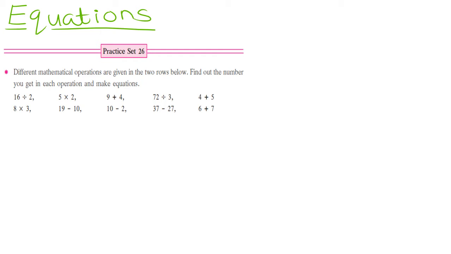Hello guys, in this video we will solve practice set 37, practice set 26 and practice set 28 from the chapter Equations, Maharashtra board grade 6. Okay, so the first question says different mathematical operations are given in two rows below. Find out the number you get in each operation and make equations. So what you have to do is equate.